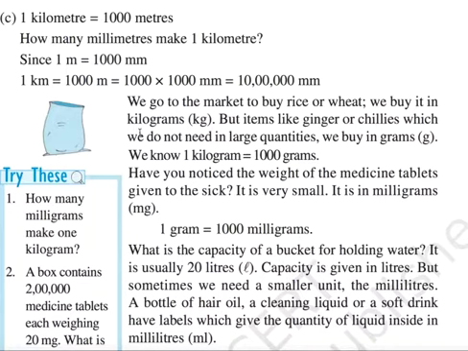We go to the market to buy rice or wheat. We buy it in kilograms, right? Sometimes millets also you can eat. That is better staple food for human being. So millet is better than these two. But items like ginger or chilies, which we do not need in large quantities, we buy in grams. We know kilogram is 1000 grams.